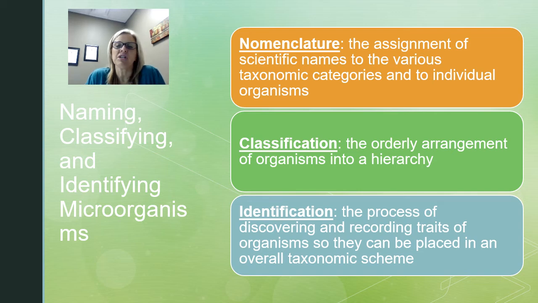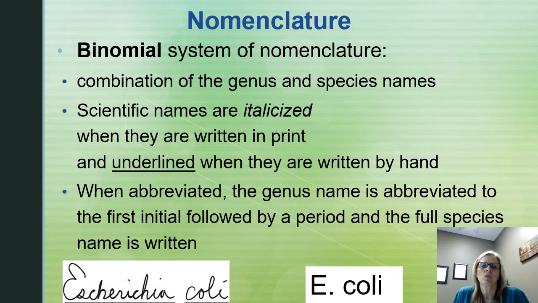So here are just some definitions here. Nomenclature, that's the assignment of scientific names to different taxon, all right? And then classification and identification. So we have a binomial system of nomenclature, bi meaning two, the assignment of scientific names to different taxonomic categories and individual organisms, that's that nomenclature. Some of the names come from things like the scientist who discovered the microbe, but often, and really importantly, the name tells us about some characteristic of the microbe, like the shape, or the color, or even the disease that it causes.